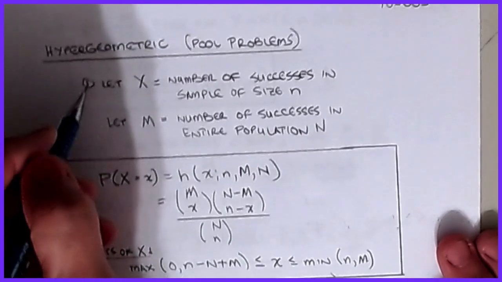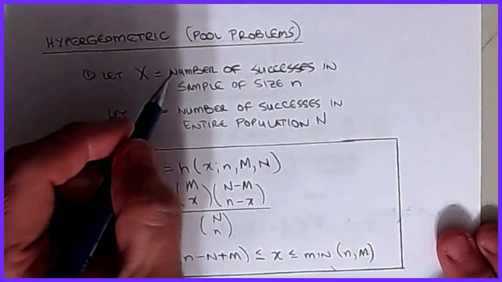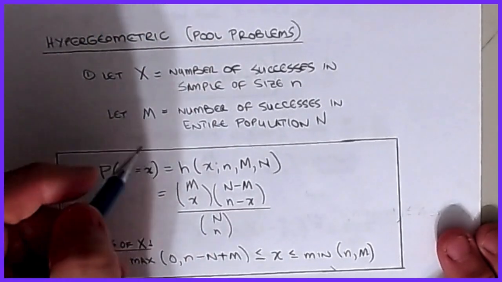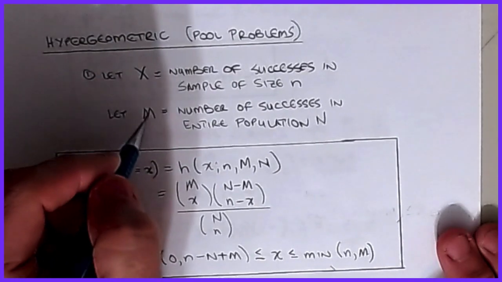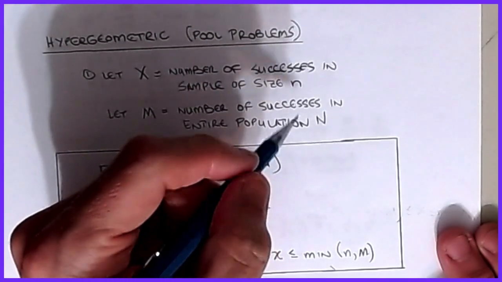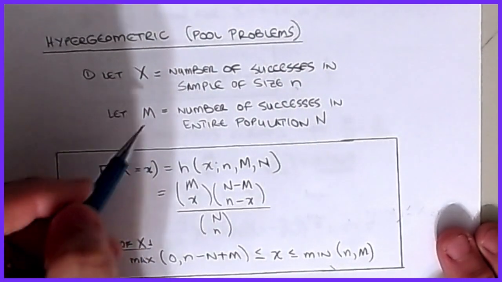So the requirements are that we're going to define a random variable x as being the number of successes in a sample of size n. And then we're going to define another random variable that we're going to call capital M as being the number of successes in the entire population, capital N. So notice lowercase, uppercase, uppercase.